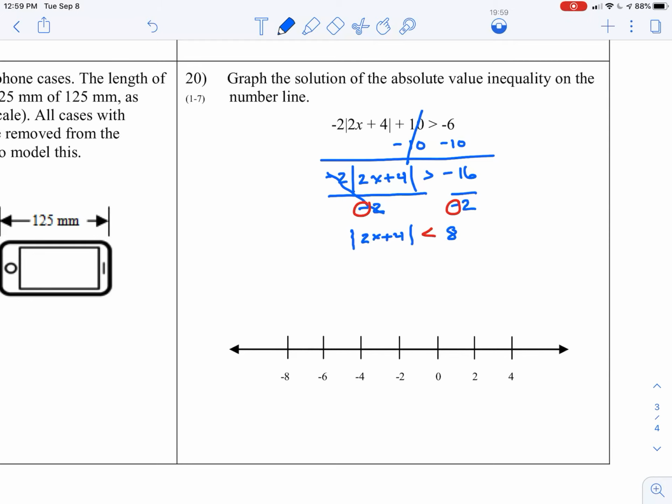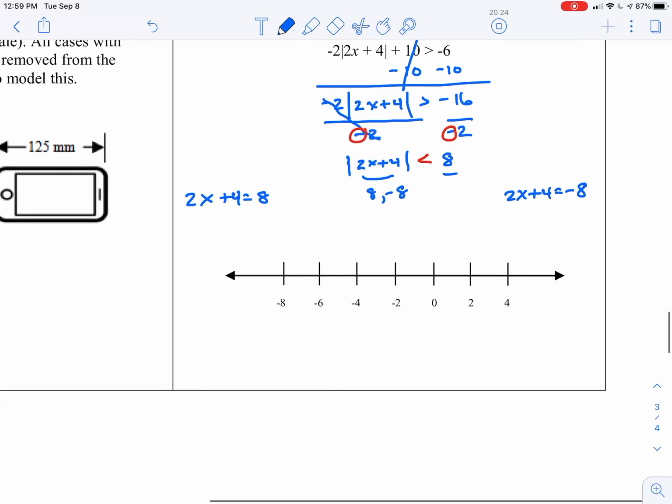All right, so the question is, first of all, I have to think about what could be in here to have the absolute value of 8. Remember, it can be 8 or it can be negative 8. So I have to make two little mini equations. I'm going to make 2x plus 4 and set it equal to 8 because I know it can become 8 inside there. Or it can be a negative 8. So 2x plus 4 could be a negative 8.